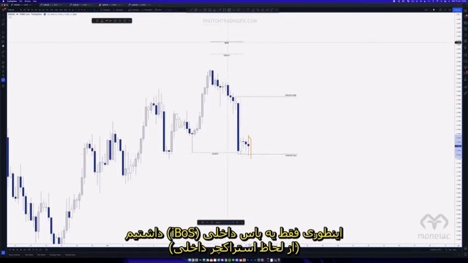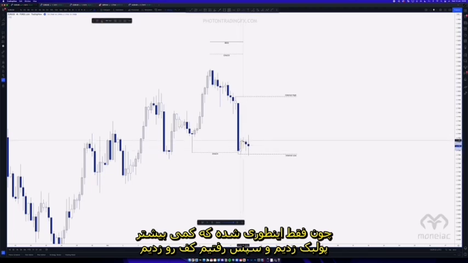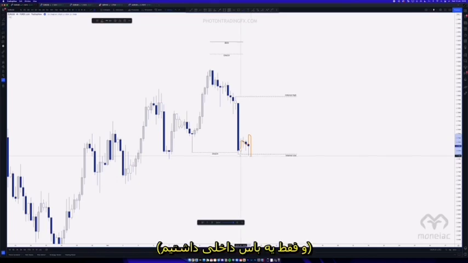IBOS, an internal breaker structure, and it would just be part of the down movement, because all that's happened is we would have pulled back a bit more, and then we would have taken a low. All that would just be an internal breaker structure, just continuing the bearish internal structure.